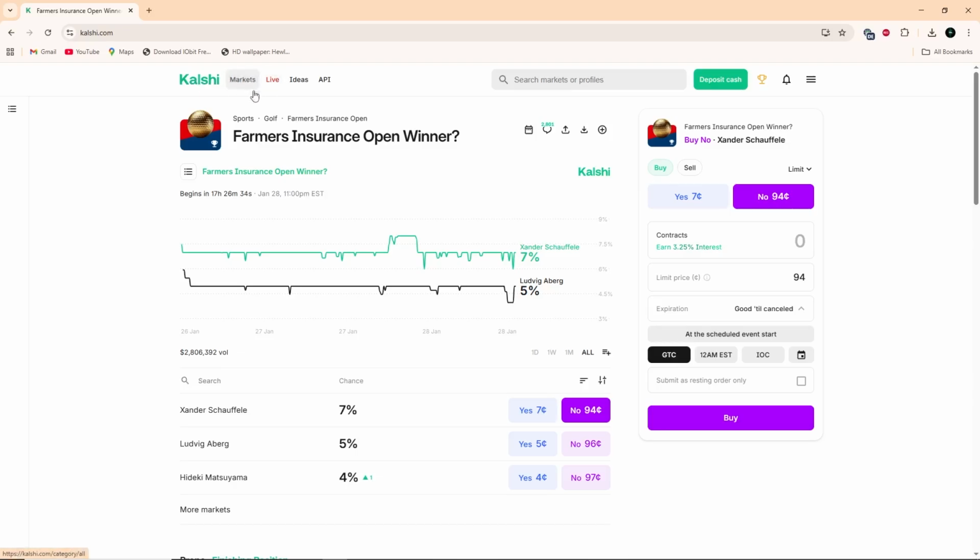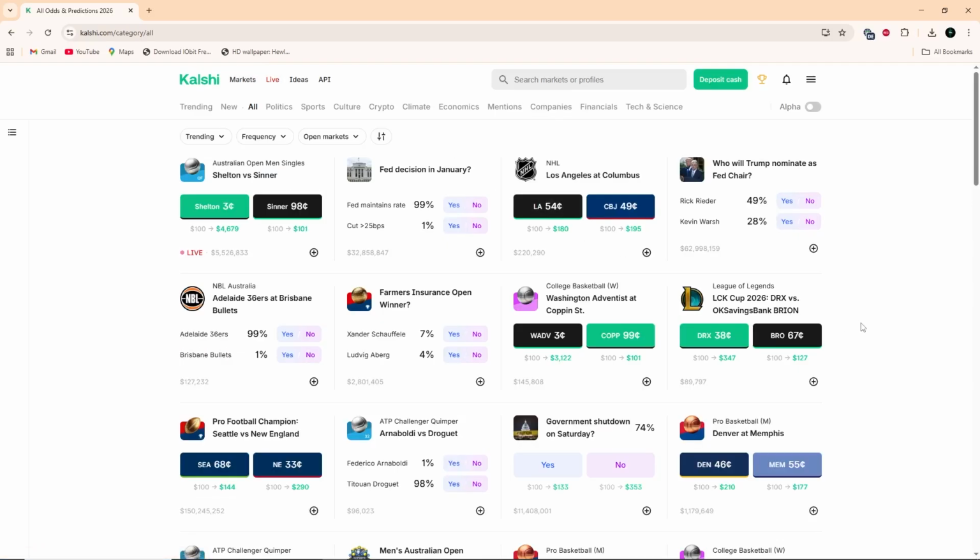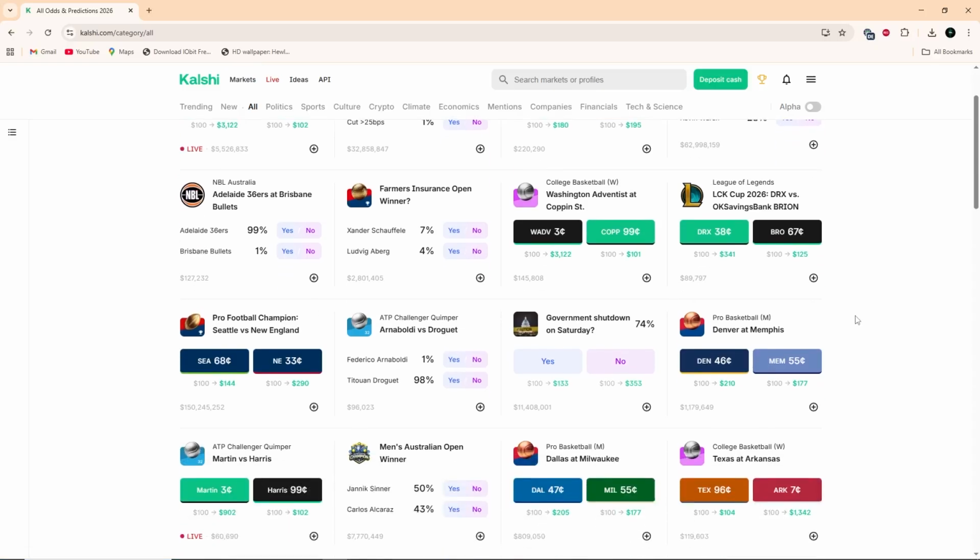Once your trade is active, track it in the Portfolio tab. You can sell your position before the event concludes to lock in profits or reduce losses. This works similarly to trading stocks.